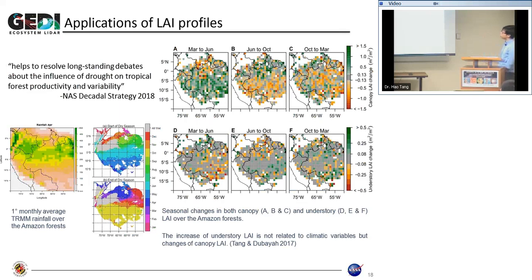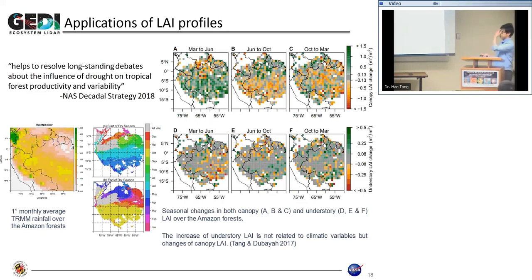There's a bit of work I've been doing that can help, called for by the NAS Decadal Survey, which says it helps resolve the long-standing debates about the influence of drought on tropical forest productivity and variability. So this goes back to the original argument, whether Amazon forests green up during the dry season. There have been a couple of communications on this topic. So what I did, I would love to see what the season actually means in the Amazon.